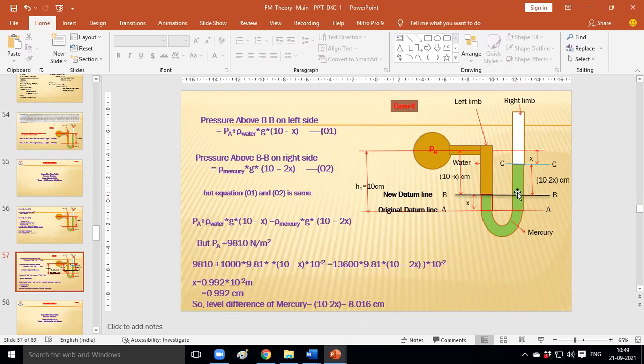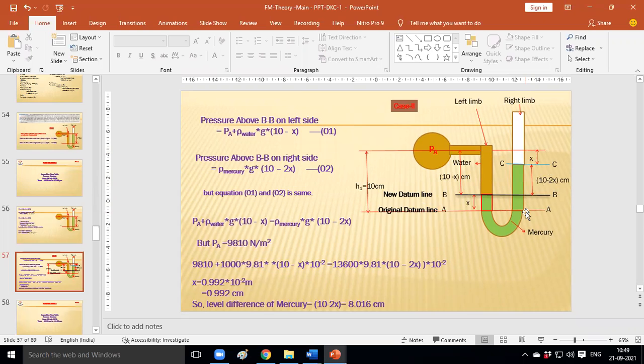And can you tell me what will be the height of the free surface of mercury from the datum line BB dash, the free surface of mercury in the right limb? 10 minus 2x. Why 10 minus 2x?